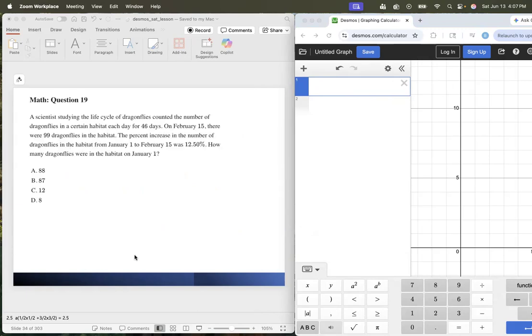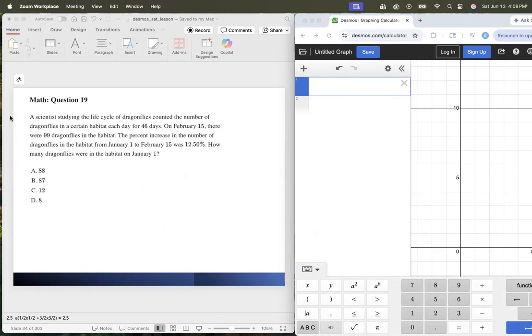A scientific study on the life cycle of dragonflies counted the number of dragonflies in a certain habitat each day for 46 days. On February 15, there are 99 dragonflies in the habitat. The percentage increase in the number of dragonflies in the habitat from January 1st to February 15 was 12.50%. How many dragonflies were in the habitat?